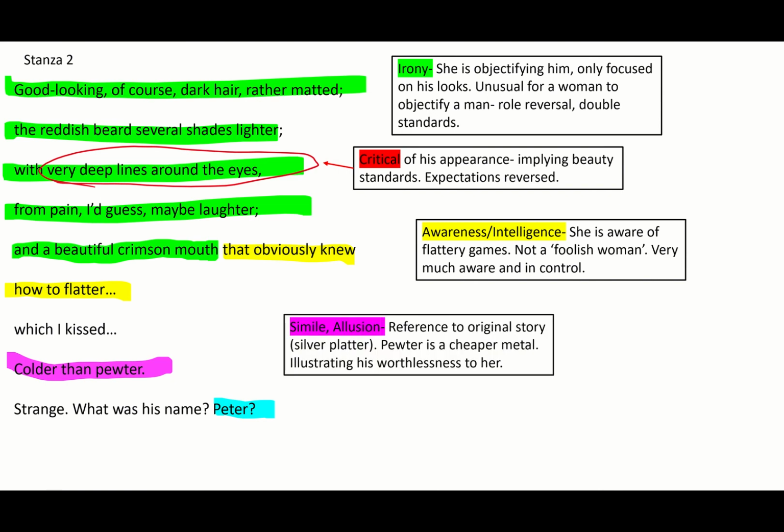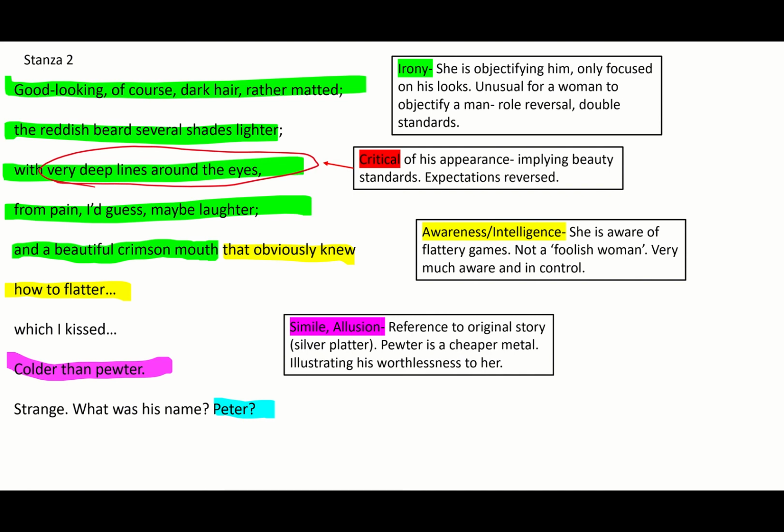That obviously knew how to flatter, which I kissed, colder than pewter. So she's kissed his mouth, and she said it's very cold, right? We know he's dead, right? So that would be why. But she's going, that's weird. It's a simile and an allusion.